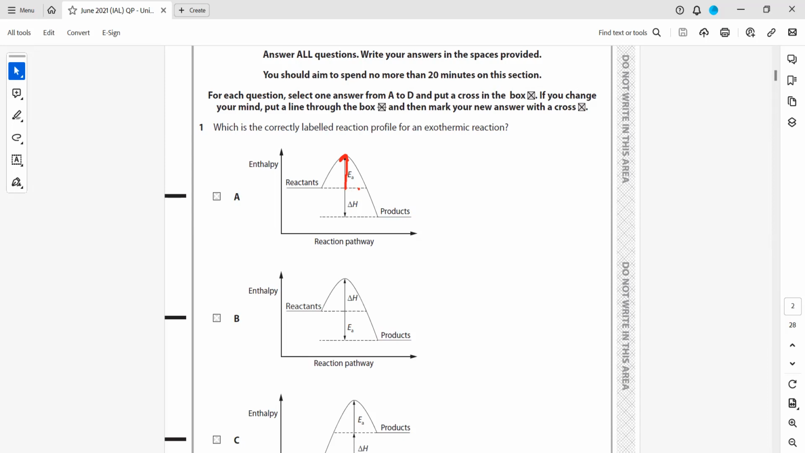Why not option B? Because in option B, the enthalpy change is labeled from reactant to the product, and from reactant till the start of a reaction is labeled activation energy. So A should be the right answer for this.